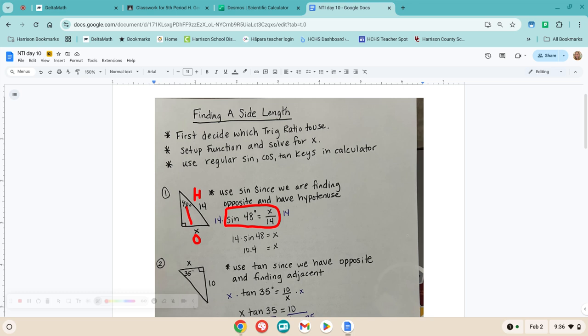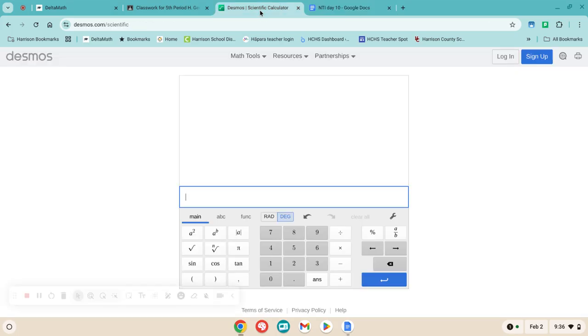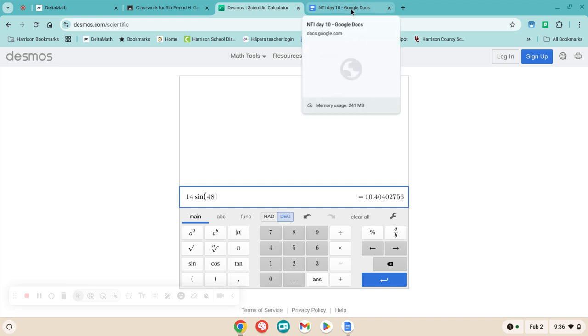Then we're solving an equation. So we're solving for x. Since x is being divided, we're going to multiply by 14. We do that to both sides. That's going to give me 14 times sine of 48. And then we're going to put that in the calculator. So 14 sine 48. And then you'll just round however it asks you to round. So this would be 10.4 for going to the nearest tenth.